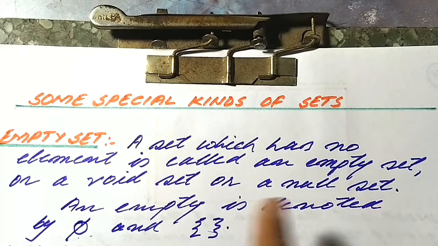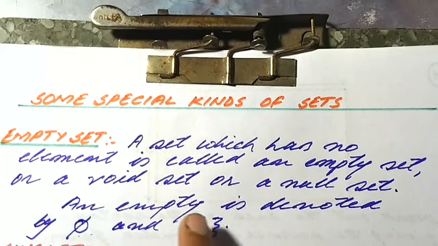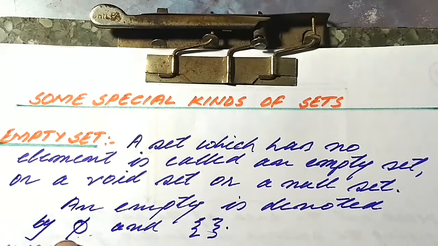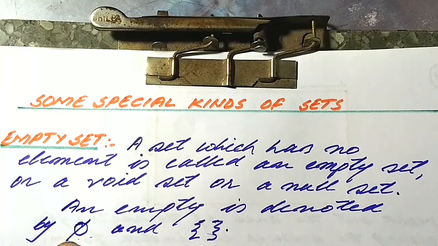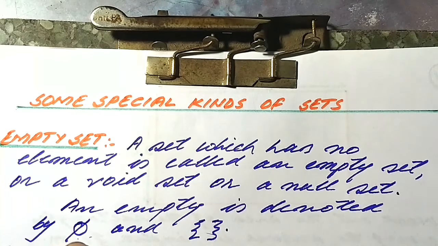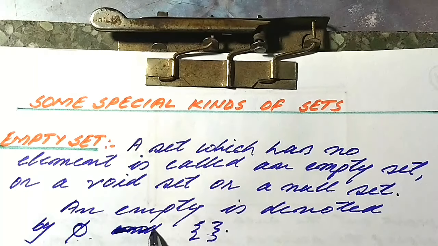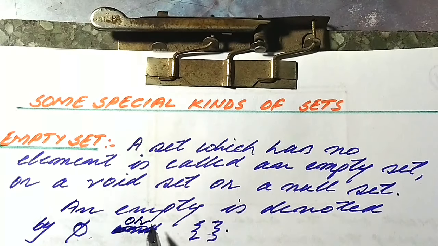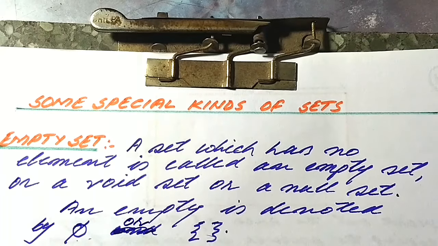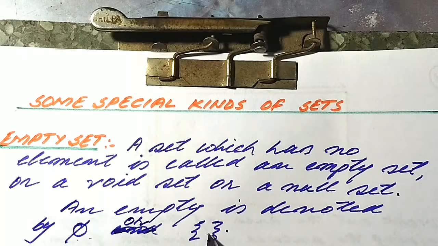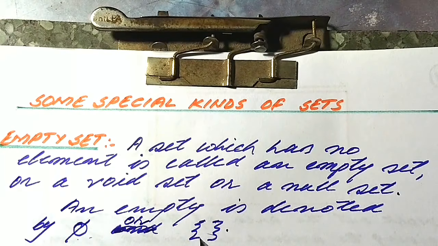Now, an empty set is denoted by phi or two curly brackets with a void between them.